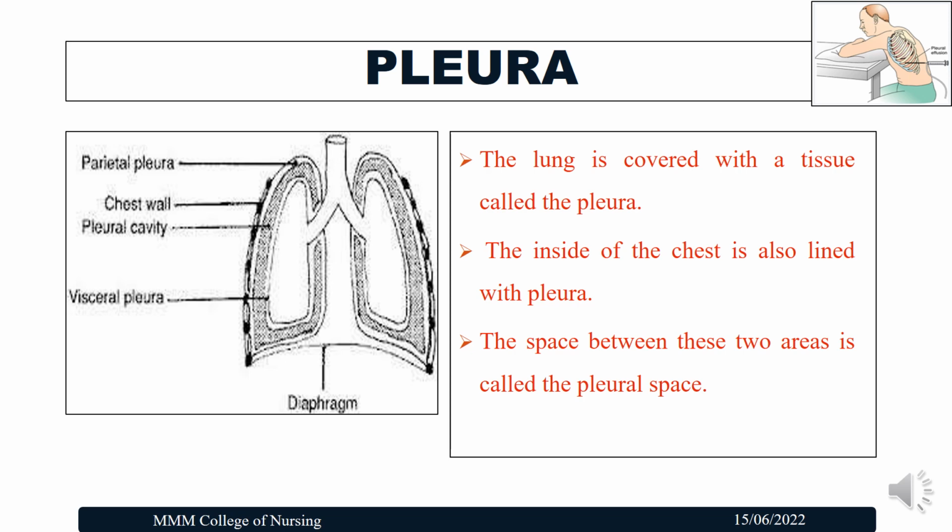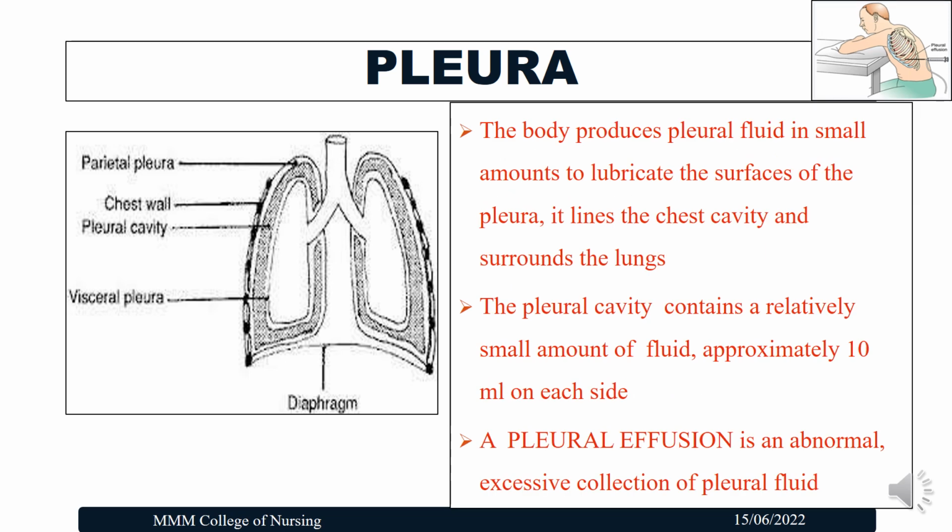There are two layers of the pleural cavity, the visceral pleura and the parietal pleura. The visceral pleura lines the lungs, and the parietal pleura is the outer covering of the lungs. The space between the visceral and the parietal pleura is filled with a small amount of fluid that is known as the pleural fluid. So the body produces pleural fluid in small amounts.